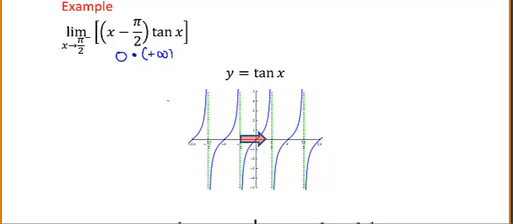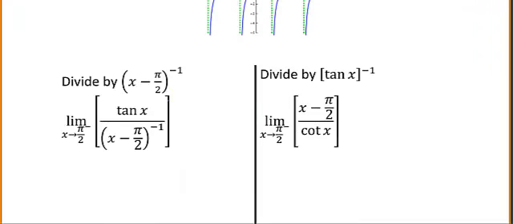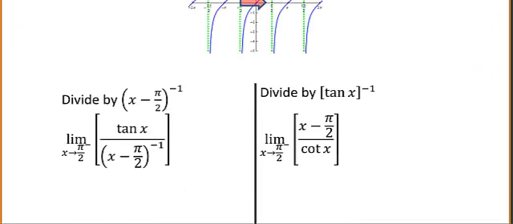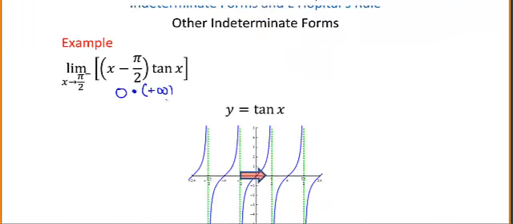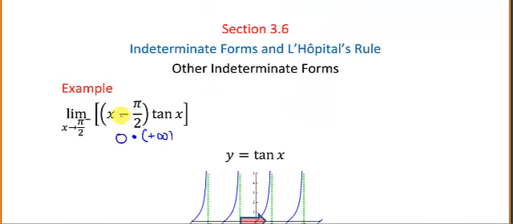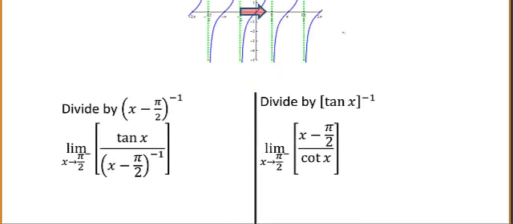But before we can use L'Hopital's rule to take this limit, we have to convert it either to a 0 over 0 or infinity over infinity indeterminate form. Now, there's two ways to do that. We can divide by the reciprocal of x minus pi over 2, the first factor, or we can divide by the reciprocal of tangent of x. Here are those two options.